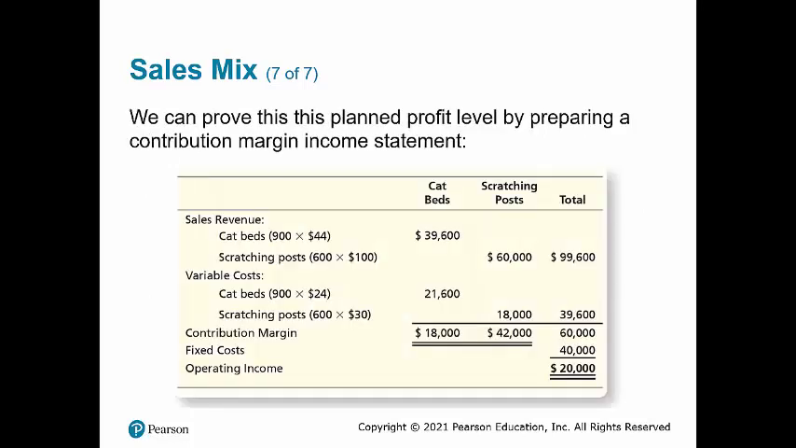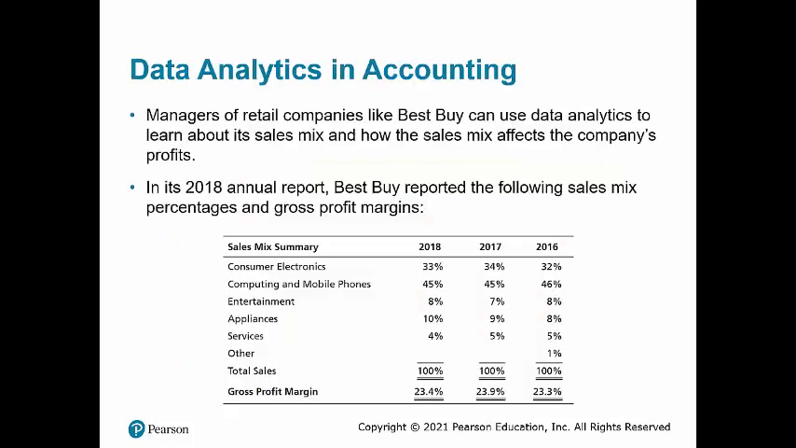We can plug those number of cat beds and scratching posts back into the contribution margin income statement, and as you can see, Cool Cat would earn an operating profit of $20,000. So managers of retail companies like Best Buy can use data analytics to learn about its sales mix and how sales mix affects the company's profits.